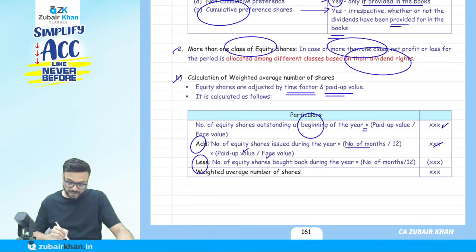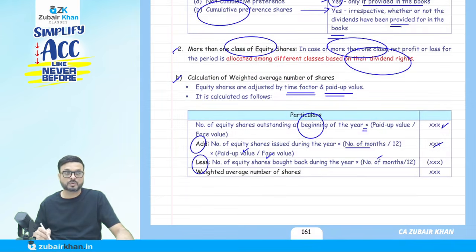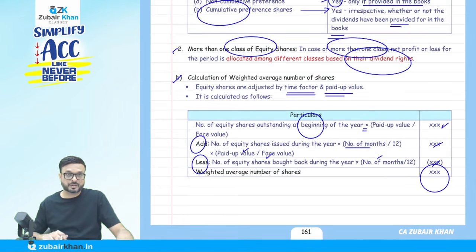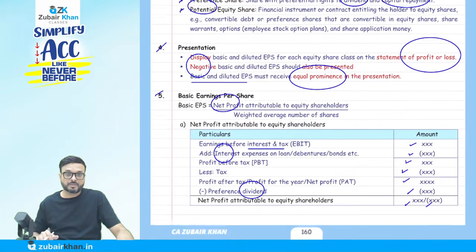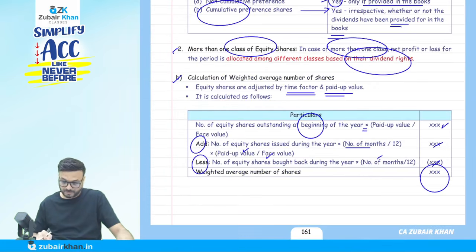Okay, if you have done a buyback, the same formula applies: the number of equity shares bought back during the year multiplied by the number of months divided by 12. Suppose you did it on 1st of January, so 3 months, January, February, March. Multiply by 3 divided by 12. You have to deduct this because we have done the buyback here. So whatever shares come, we call them the weighted average number of shares. So EPS is A divided by B. What is A? Profit attributable to equity shareholders divided by the weighted average number of shares for that year.